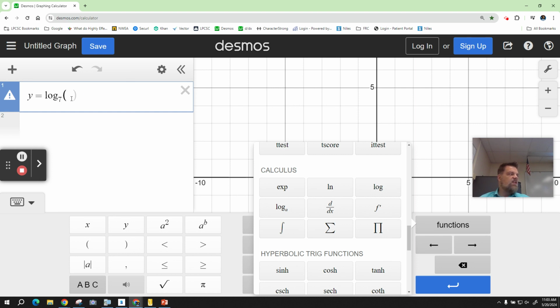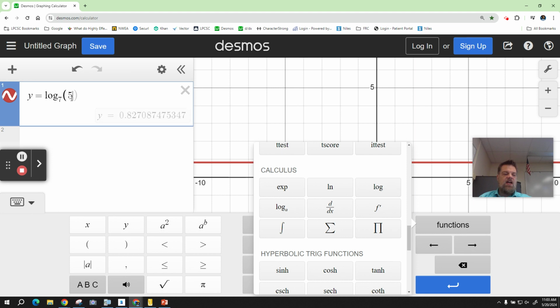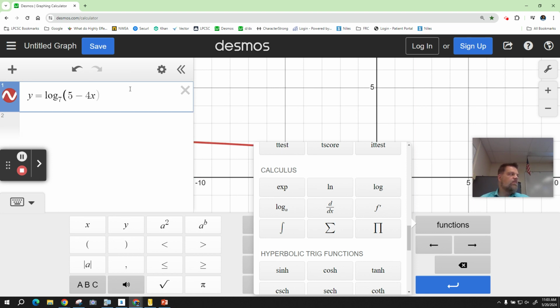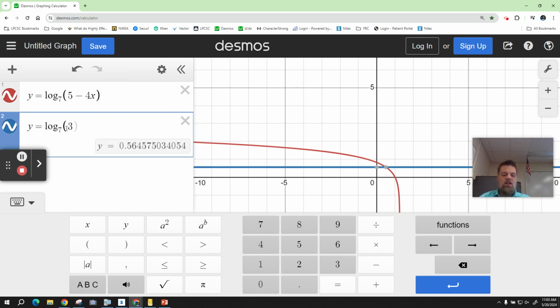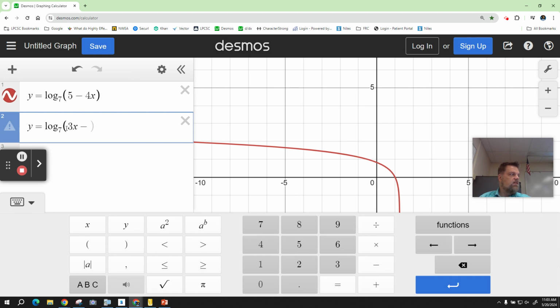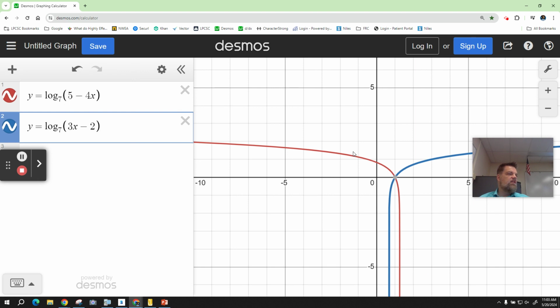And then I do the left-hand side of the equal sign. I'm going to say 5 minus 4x. That's in red. And then the next one would be y equals, I'm going to hit this log base again of 7. And then I'm going to do the right-hand side of the equal sign, which is 3x minus 2. Close the parentheses. And I'll show you how to do that on the fancy calculator in a minute.